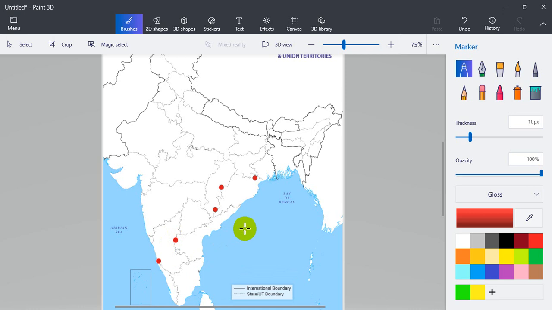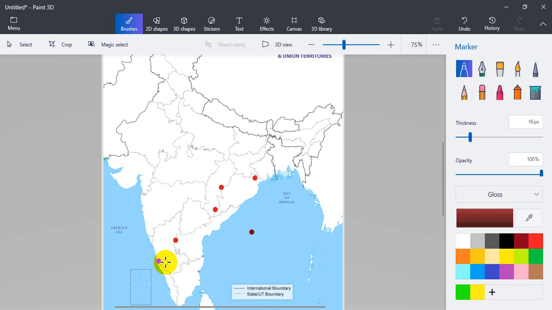Okay. So the first symbol, the red, indicates the iron mines. I am repeating once again. What are the mines? Mayurbhanj, Durg, Bailadila, Bellary, and lastly Kudremukh. These are in your syllabus for iron ore mines. No more minerals are there.